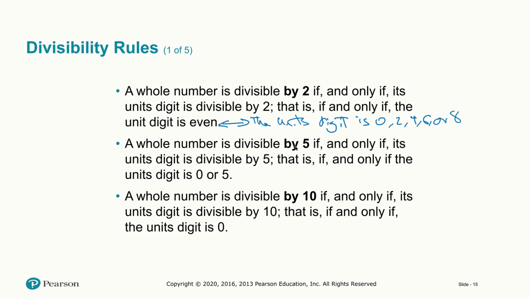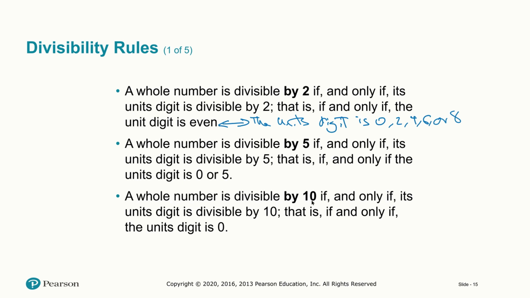All right. A whole number is divisible by 5 if and only if its units digit is divisible by 5. And that means what? That it's only if the units digit is 0 or 5. Sometimes instead of saying if the units digit is, we say if it ends, because we consider the rightmost digit in a number to be the ending digit, right? So remember, divisibility by 5, super easy. If a number ends in 0 or 5, it's definitely divisible by 5.